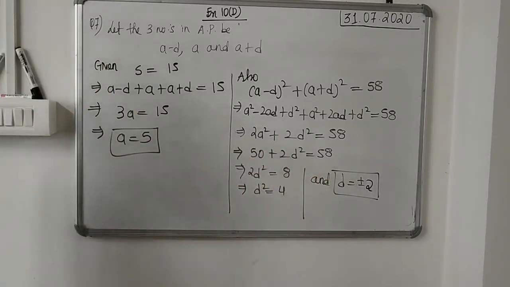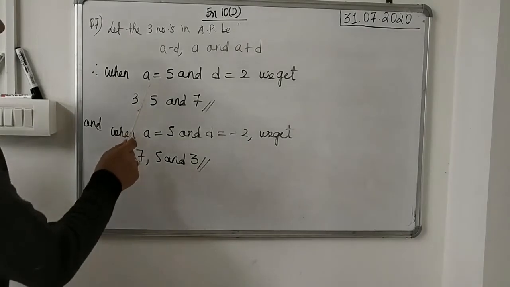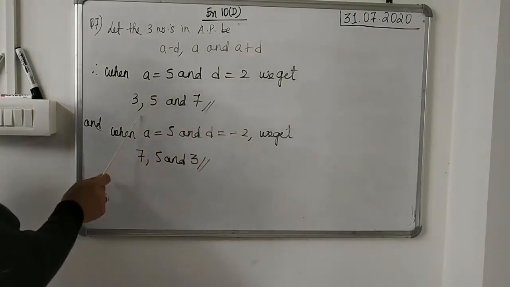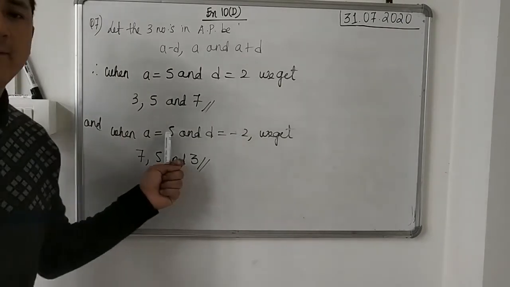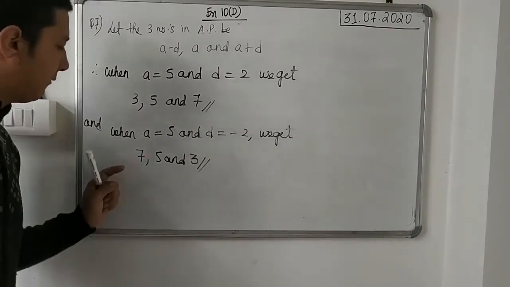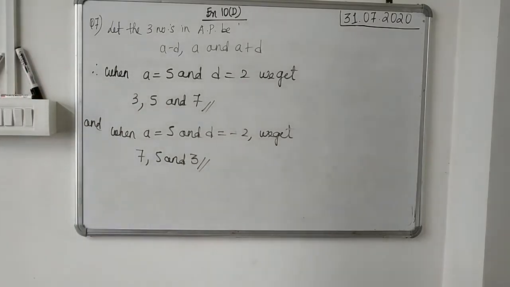So pause the video and note it down. Alright, so the required 3 numbers when a equals 5, d equals 2, put the value, we get 3, 5, 7. And when a equals 5, d equals minus 2, we get 7, 5 and 3, just the reverse of it. Pause the video and note it down.